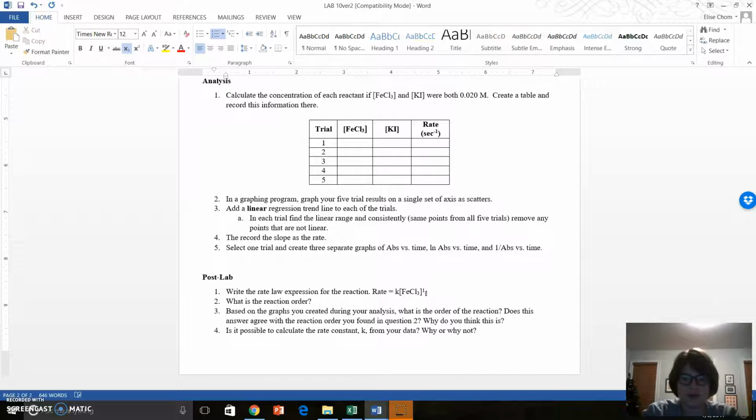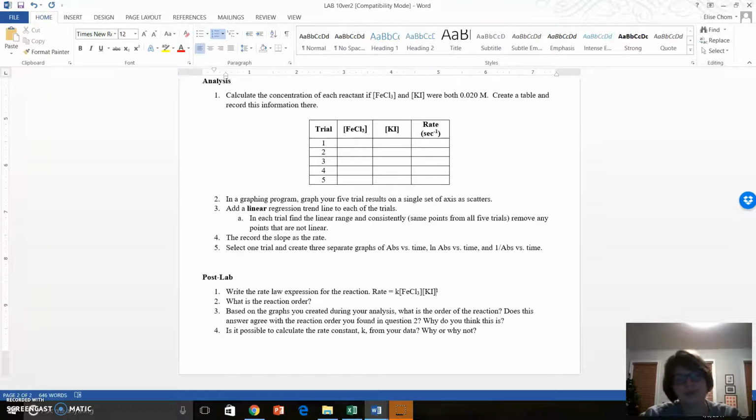And then, oh wait, we don't know what iron chloride is. You've got to figure that out. And then potassium iodide, we said was to the first. So you still got to figure out, what number goes here. Is it 1? Is it 2? Is it 3? What is it?